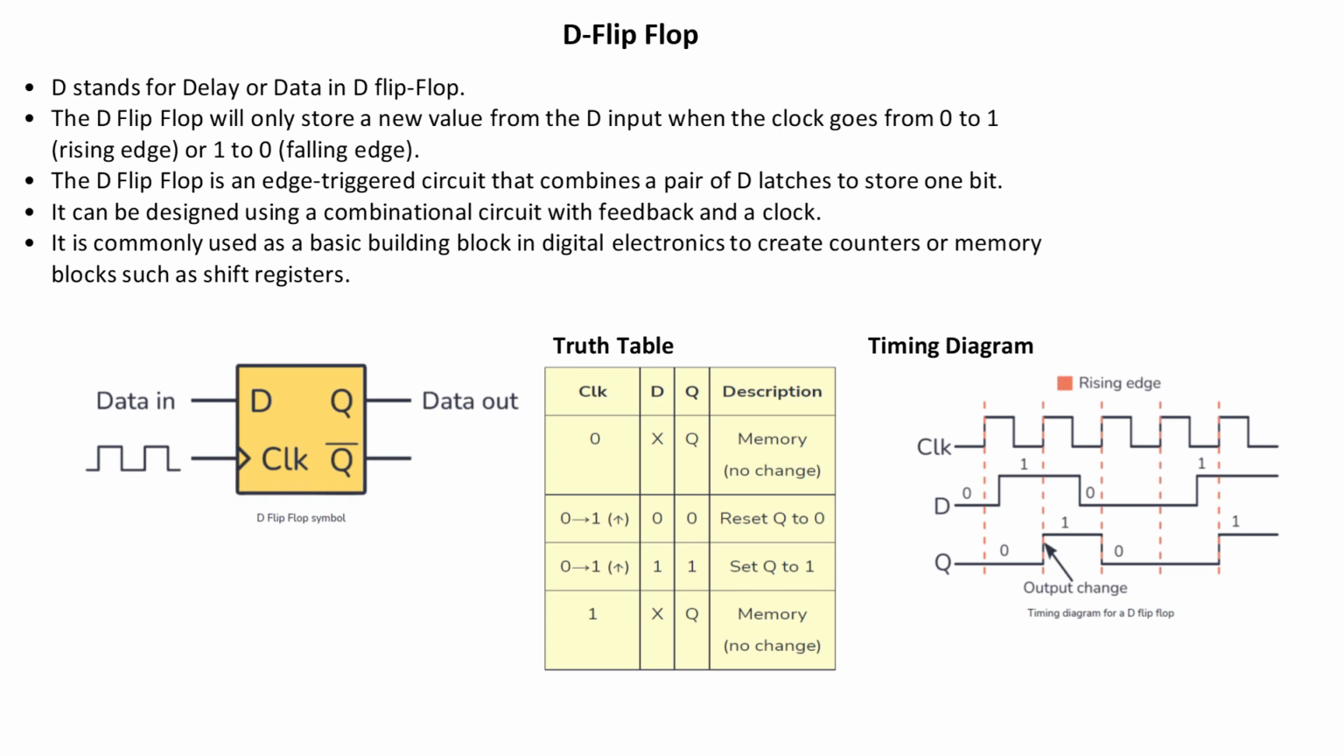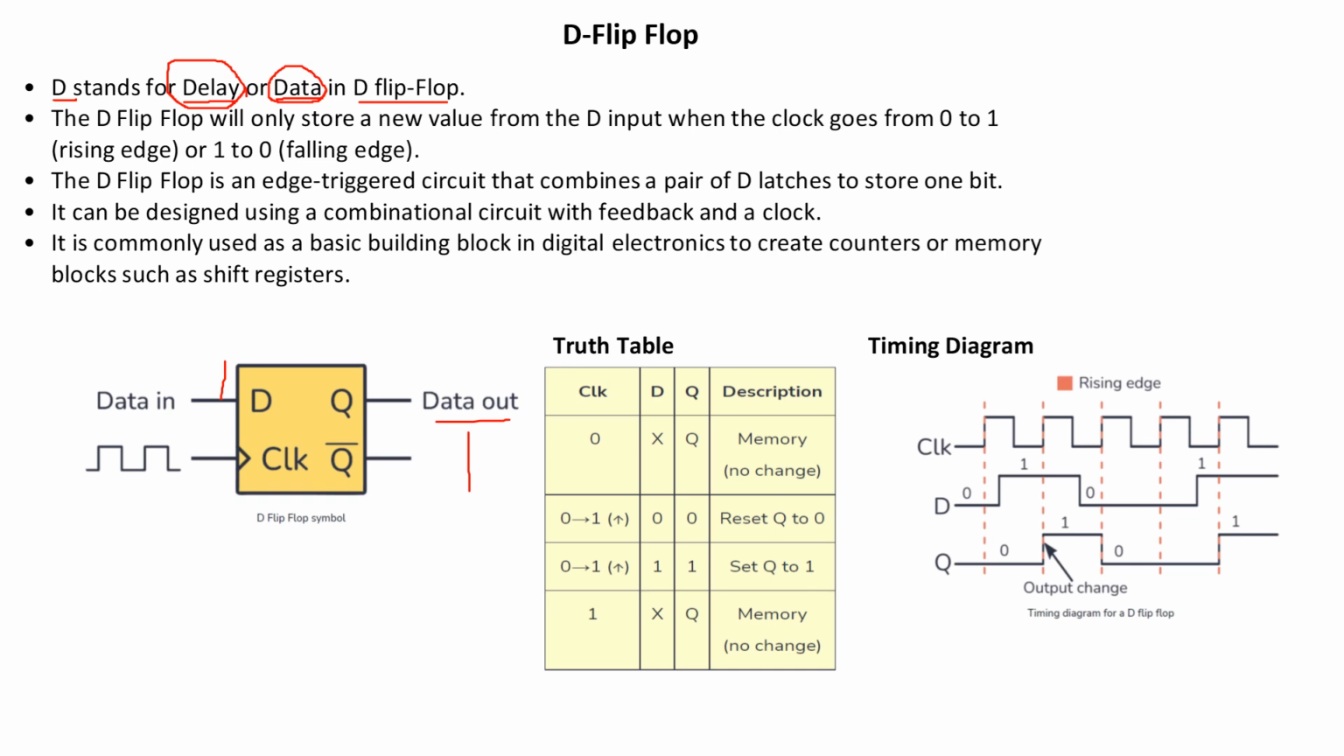So the first point is D stands for delay or data in D flip-flop. Data means whatever data you have at the input is getting transferred to the output. That is why you call it a data flip-flop also. And sometimes it is also referred to as a delay flip-flop because whatever data you see at the output is seen after one clock pulse. So that is why it is also referred to as a delay flip-flop.